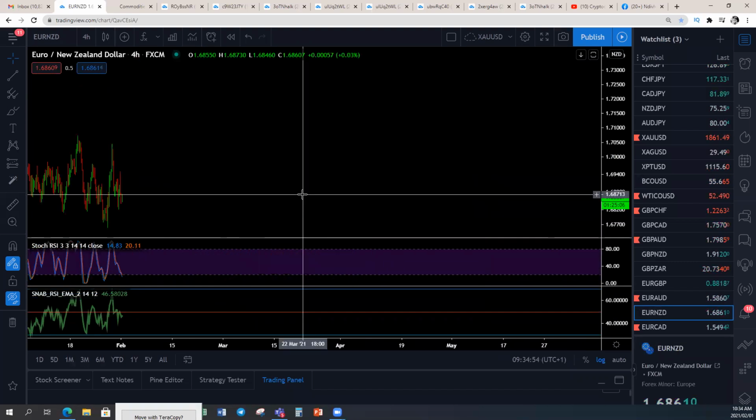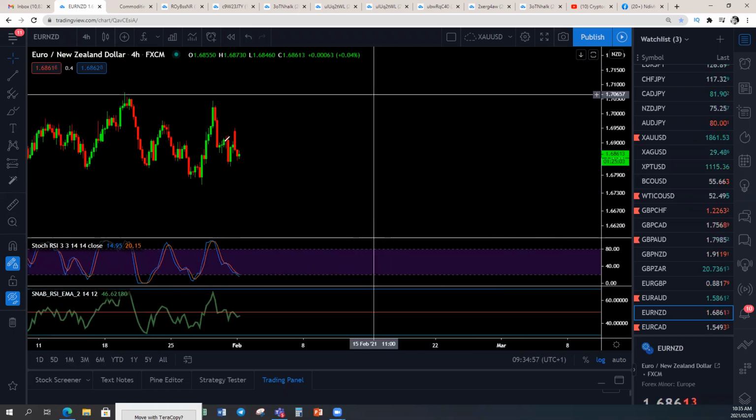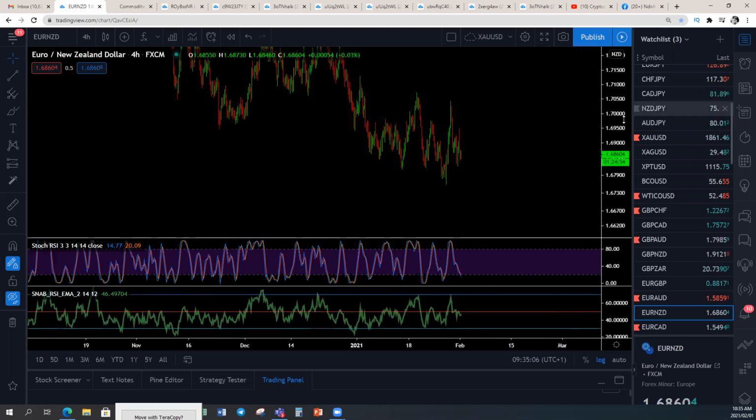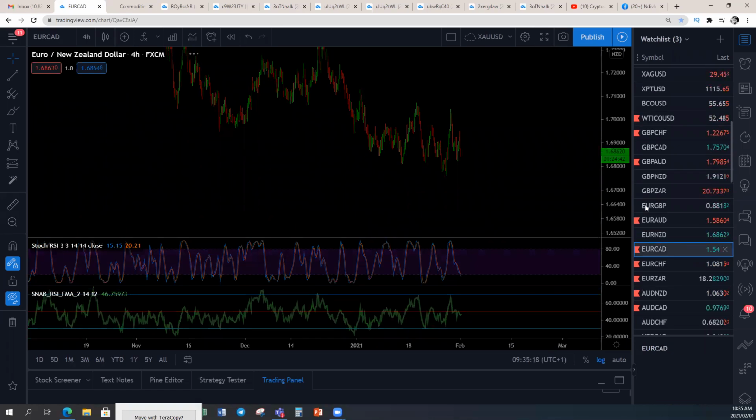Euro New Zealand, we also had a trade set up here. I'm on the 4-hour here. We had this short trade set up here where we took advantage of this short trade before pushing to the upside. So we're still looking for downside on euro New Zealand. Having made this flat here, 1, 2, 3, we're looking for this one to give us continuation patterns to the downside. That is euro New Zealand.